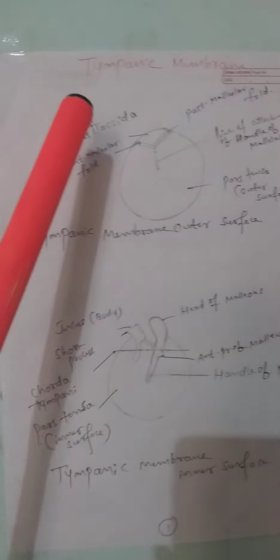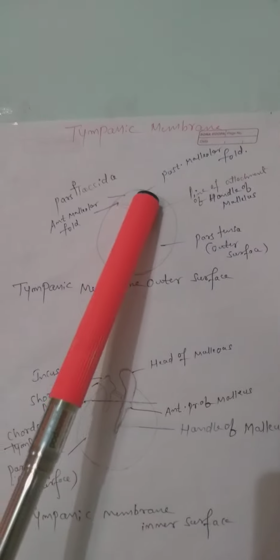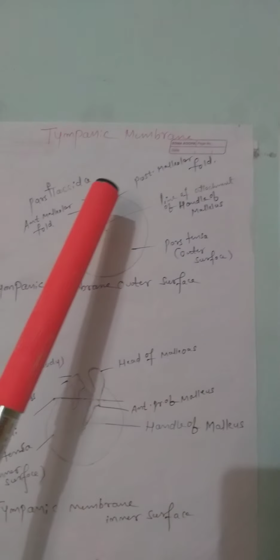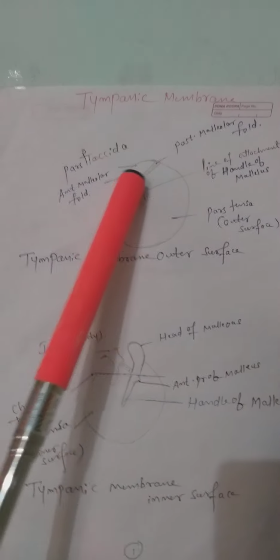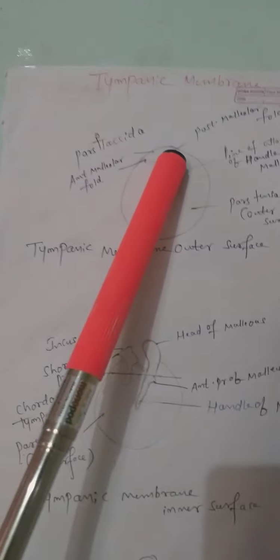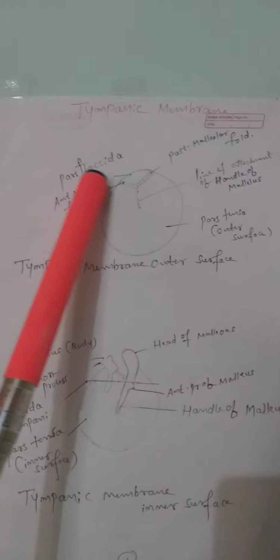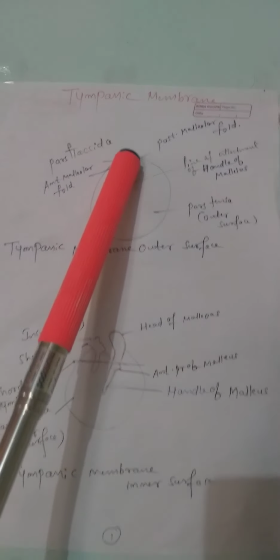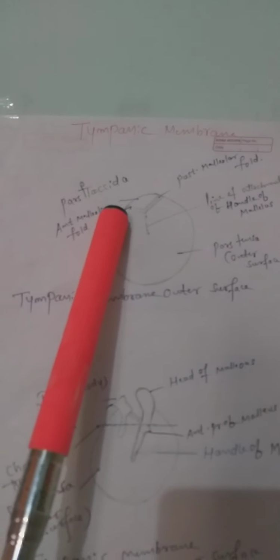We will see the tympanic membrane here, obliquely situated. The upper part, a small triangular area, is called the pars flaccida. It has two folds: the anterior malleolar fold.